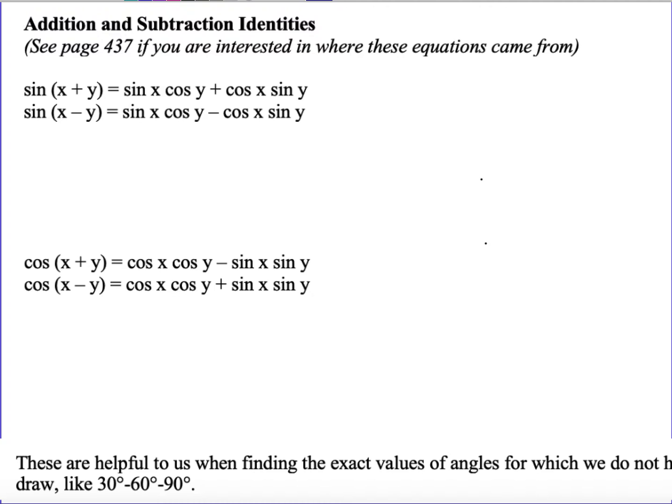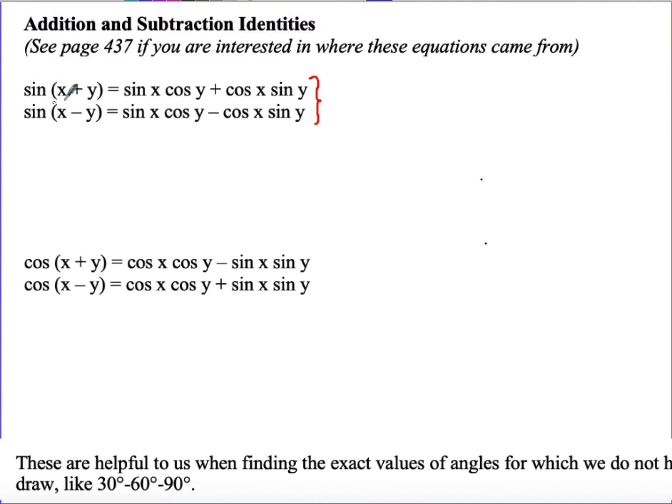So we're going to look at the addition and subtraction identities. These are listed on page 437. They'll give you an idea of where they came from if you want a little bit of background information. You're seeing some identities listed here for the sine and for the cosine. You may want to write these on the back side of your green sheet. You have room to write these.